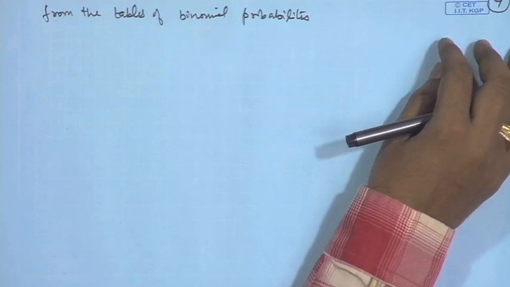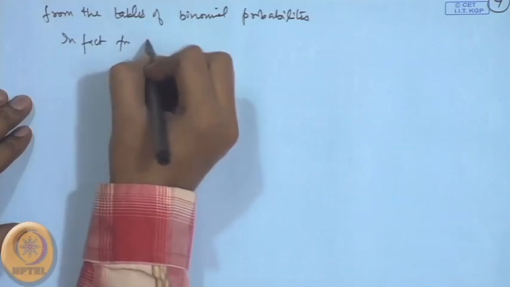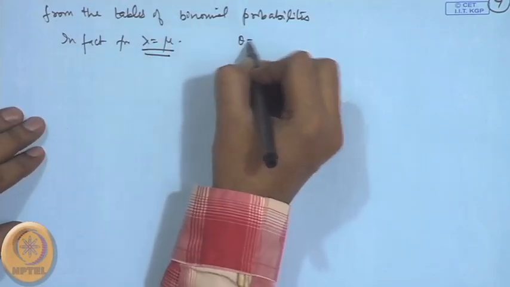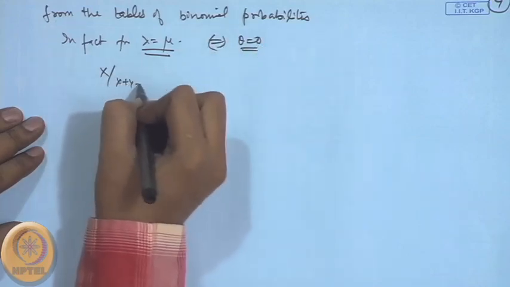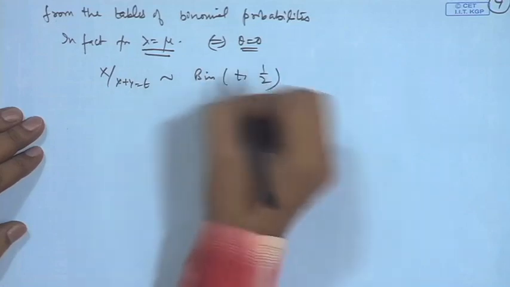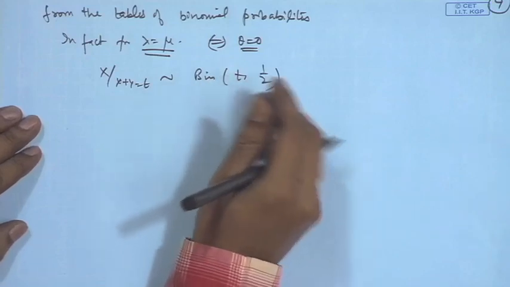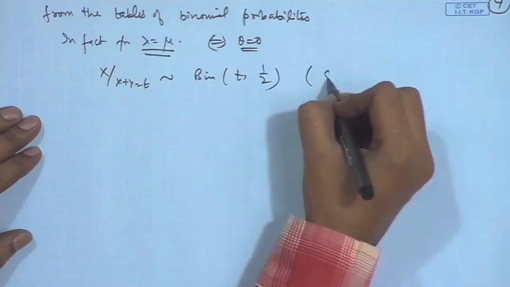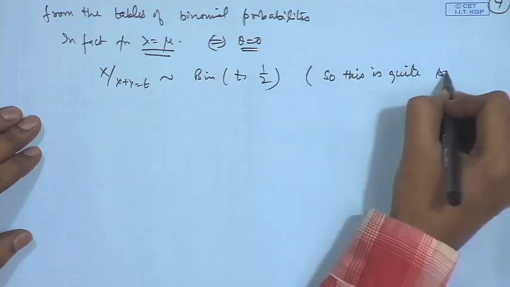In fact, when we are considering the point lambda is equal to mu, that is theta is equal to 0, then x given x plus y is equal to t is simply following binomial t half. So, this can be calculated directly without even seeing the tables here. So, this is quite simple.